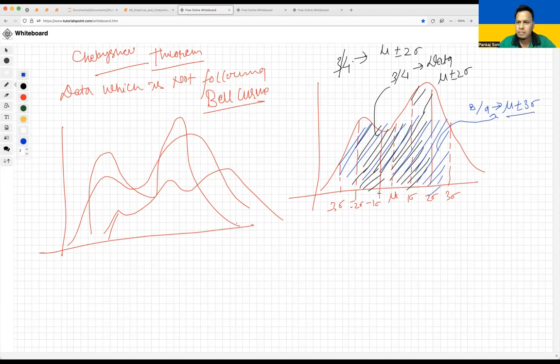Okay, 8/9 of the data. And if you would like to calculate how much data falls at a particular standard deviation, for that, they are telling that at the kth standard deviation, 1 minus 1 upon k square, this much data will be falling. Where k is your standard deviation, which is greater than or equal to 1, any whole number, any integer. So that is your Chebyshev theorem.